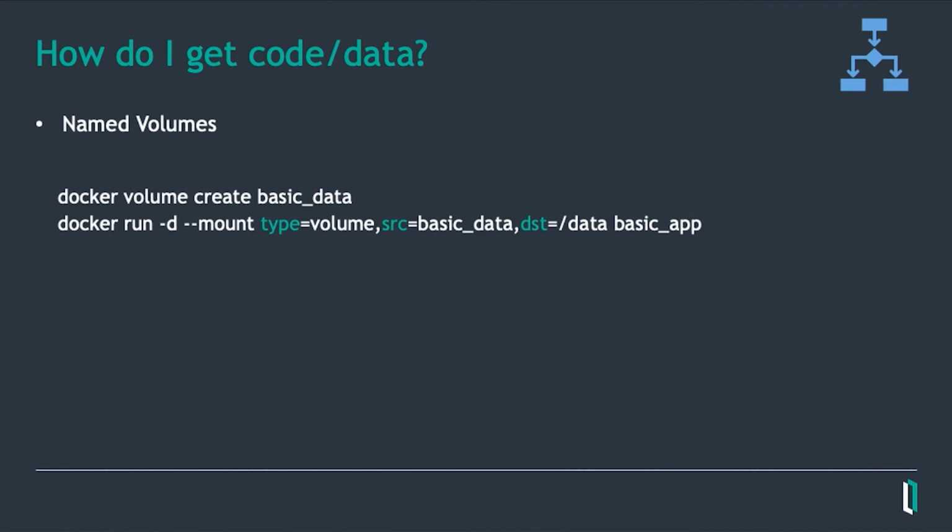Another option is called volumes, or named volumes. Like bind mounts, this allows you to access files from your host operating system. But unlike bind mounts, you can't modify the data from your host operating system, or you generally shouldn't. The data will be stored in a directory that's managed by Docker, so you can't modify it directly. It has to be modified inside the container.